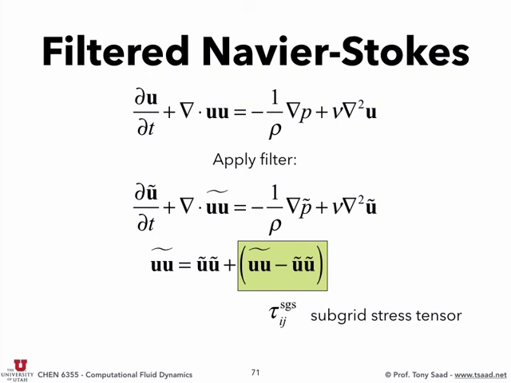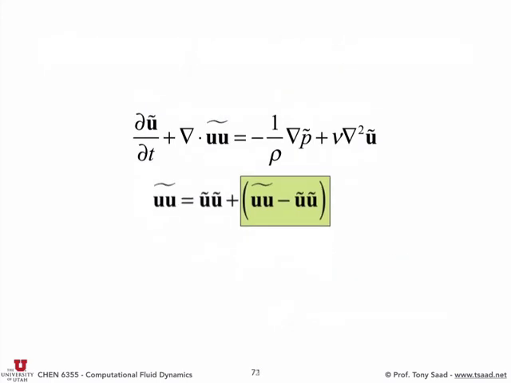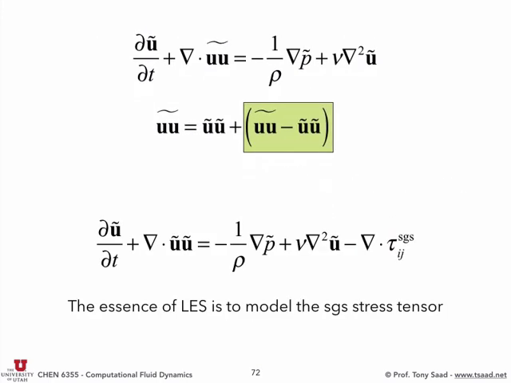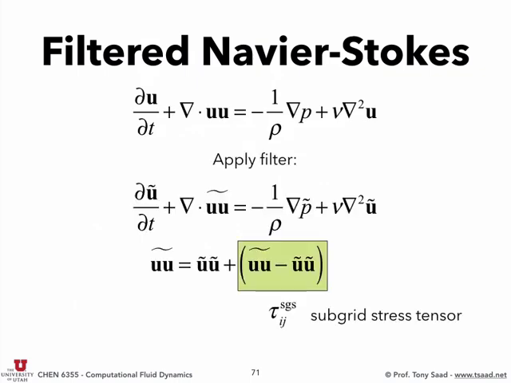If you think of uu as one quantity, we are taking the difference between the filter of uu and the product of the filtered u. So that gives you everything that the grid cannot resolve. That difference gives you the net stuff that comes through the grid. uu tilde minus u tilde u tilde, that difference gives you the net of what the grid cannot resolve. And we're going to call that the subgrid stress tensor, okay?